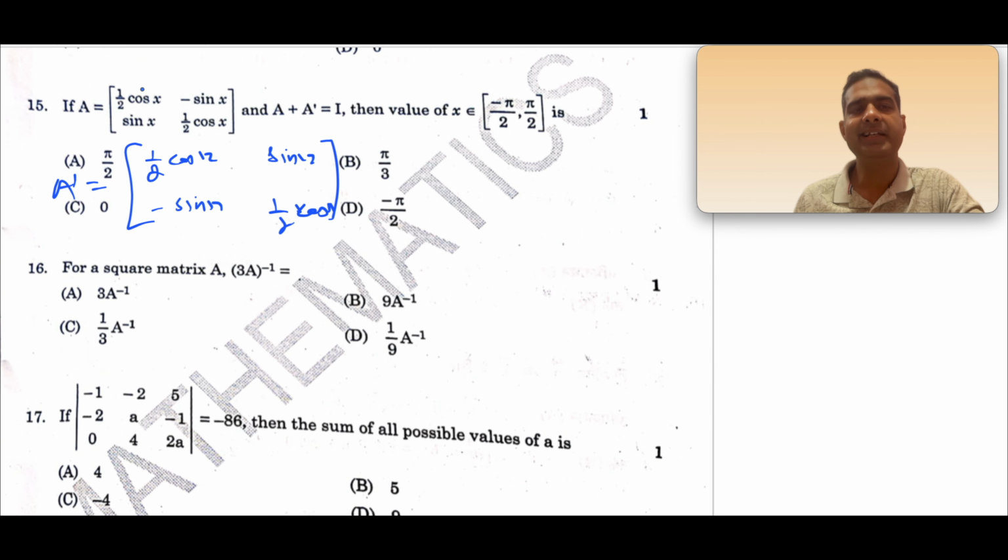So if I add A plus A transpose, half cos x plus half cos x will be cos x. And if it has to be identity matrix, then it will be equal to 1. So cos x is equal to 1 means x is equal to 0. Minus sin x plus sin x will become 0. Sin x plus minus sin x will become 0. And again half cos x plus half cos x will be cos x. And we need 1, so x should be 0. So option C will be our answer.